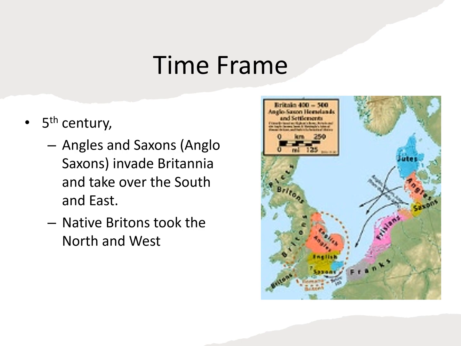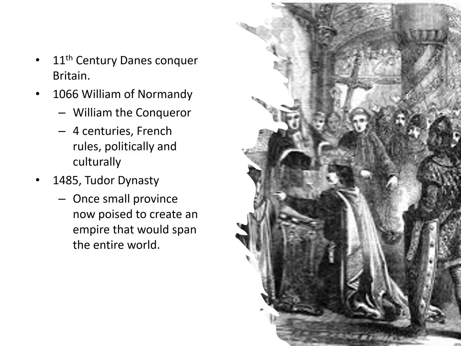The native Britons took to the north and the west. To the north there you see Picts. That is what we come to know as Scotland. In the 11th century, the Danes conquered Britannia. They were a northern Germanic tribe inhabiting what we now know as the Kingdom of Denmark. In 1066, William of Normandy conquers England, and for 4 centuries, French rule politically and culturally.